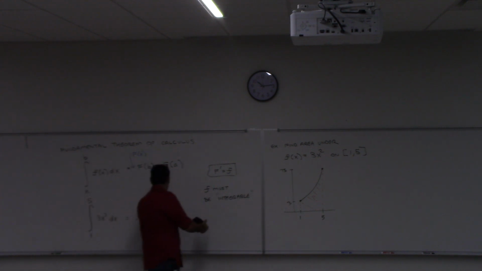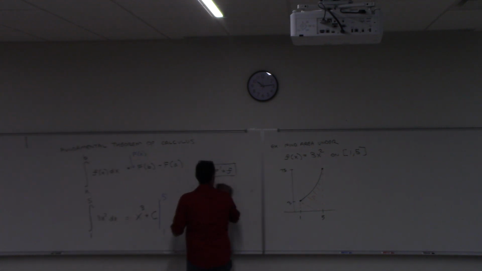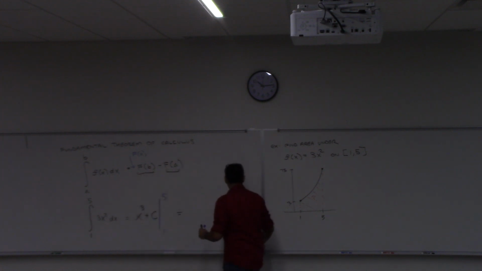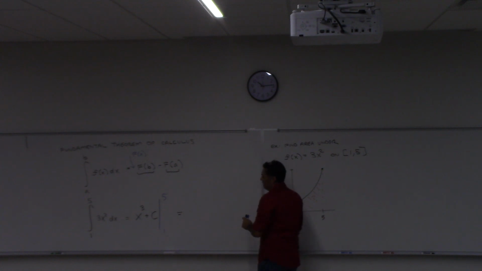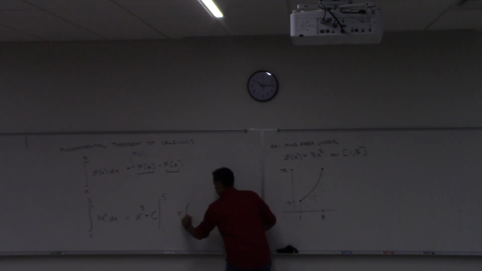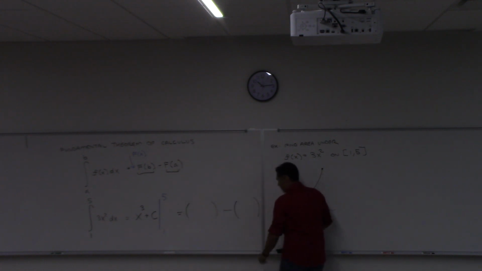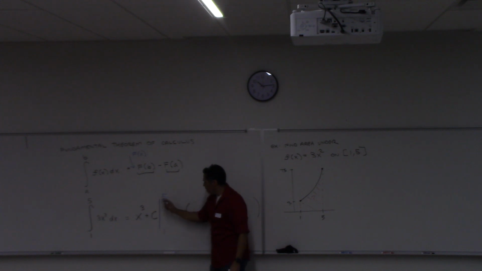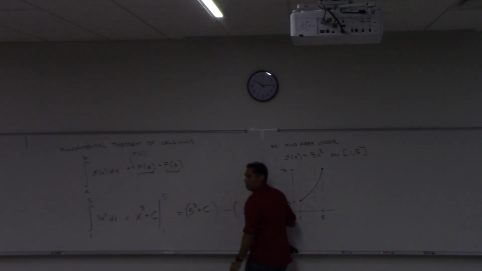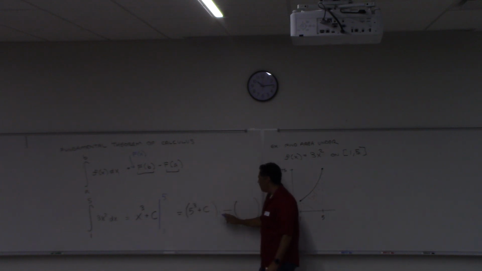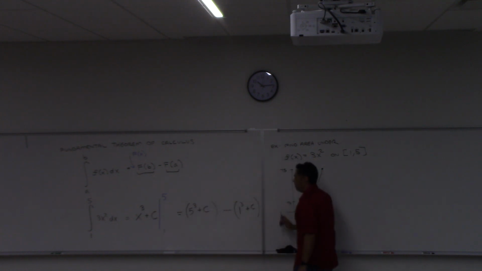So now I'm going to say this equals, and now I'm at this step. I've got to figure out what this is and then what this is. So what is capital F with B plugged in? And then minus capital F with A plugged in. So here's capital F, plug in B: 5 cubed plus C, right? Remember, you're plugging in the B, not the A. You plug in the B first. Then you subtract from that what happens when you plug in 1: 1 cubed plus C, right?